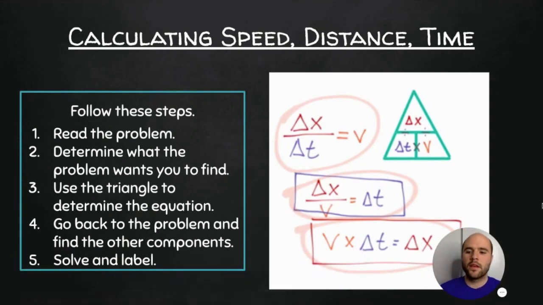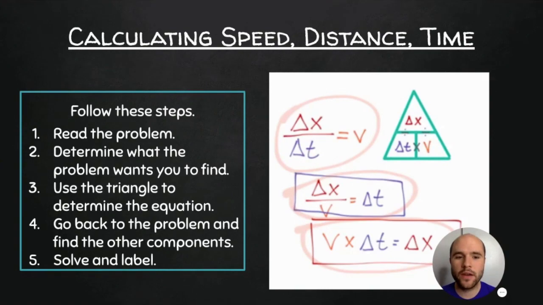Now, the first thing you need to do when you have a speed problem is to read it. You need to read the problem and read it thoroughly. The second thing you need to do is determine what the problem wants you to find. Does the problem want you to find the speed, the distance, or the time? Again, you have to read critically. When you find what they're asking you to solve for, that is where you can use the triangle.